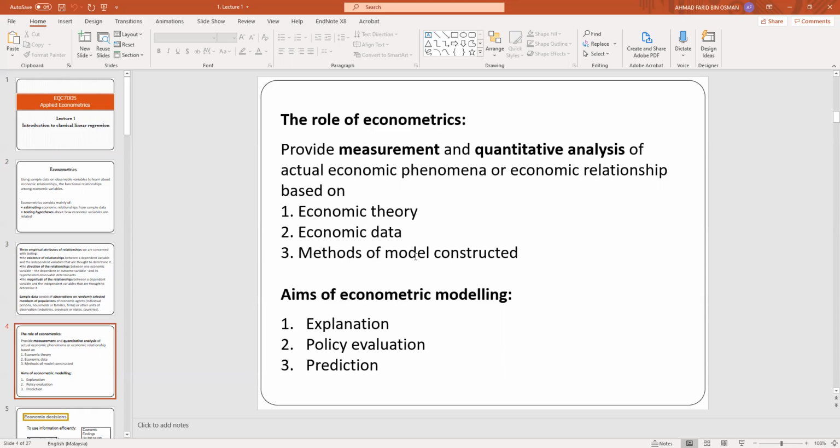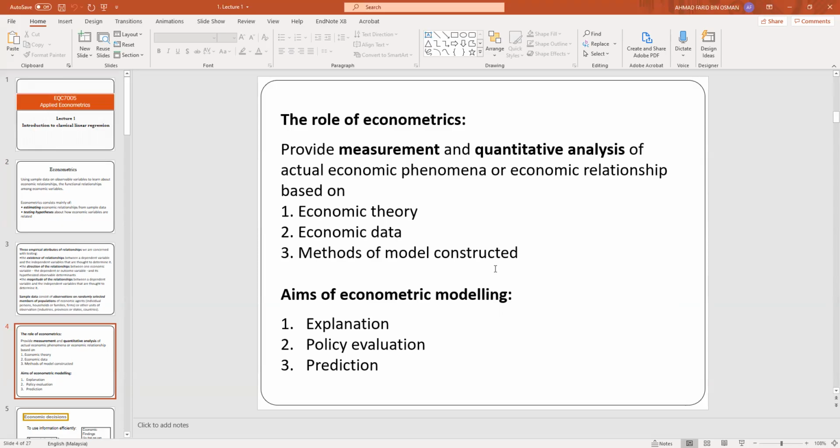Okay, so the role of econometrics is to provide measurement and quantitative analysis of actual economic phenomena or economic relationships based on three things: economic theory, economic data, and the method of model construction. First, you need to refer to the economic theory, on how the theory suggests the relationship between Y and X, and then you need to acquire the data, and then you need a method to construct the model.